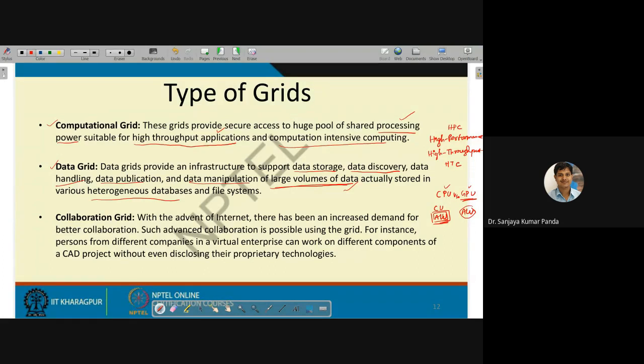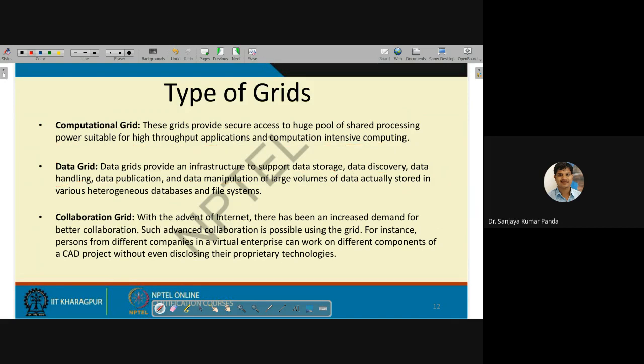But when you go for cloud, you will find cloud wants to achieve high throughput applications, not high performance applications. In traditional computing, even in grid computing, we focused more on high performance, not high throughput. But here we want to focus on high throughput applications.